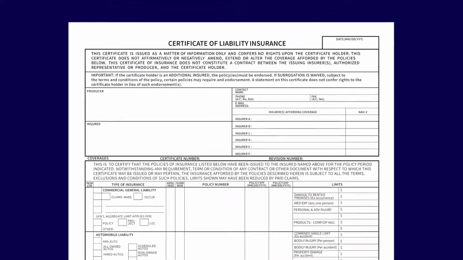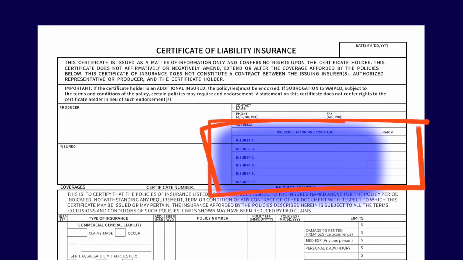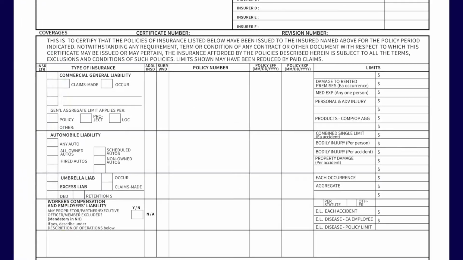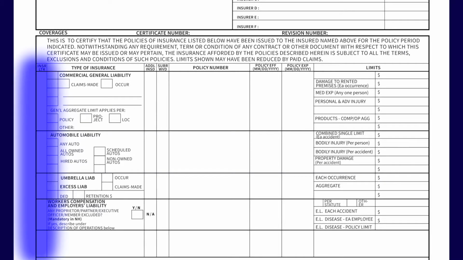Number 5, insurance carriers. This list reflects the various carriers that are providing the insurance policies for the insured, listed in section 4. Sometimes all policies are from one insurance carrier, but other times there is a different carrier for different policies. Number 6, you can tell which carrier provided which policy by looking at this column to the left of the policies.